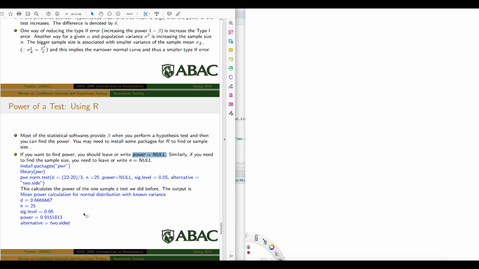Then we calculate the power using that. Just run that code. I will show you in R as well. This is what you get. So the power is 91.51%. That's how we find the power here.